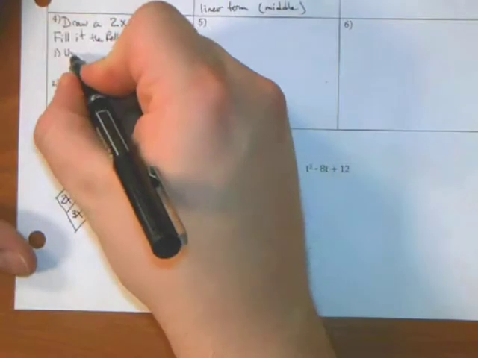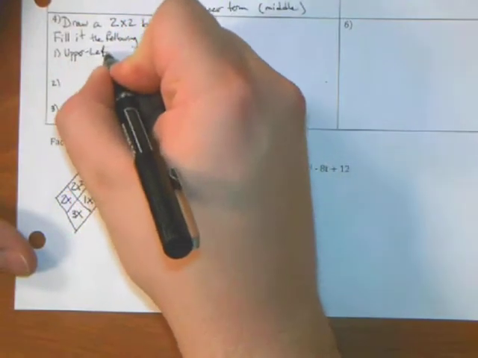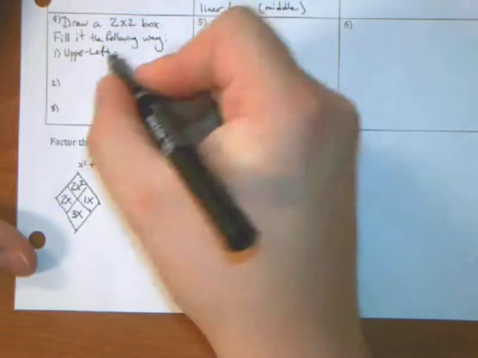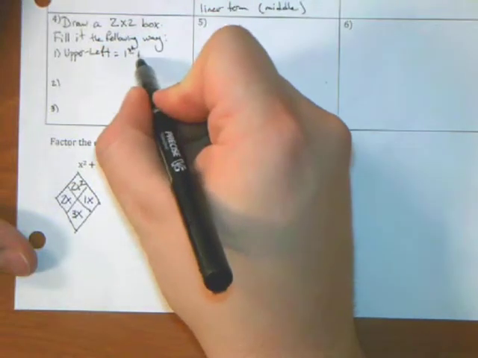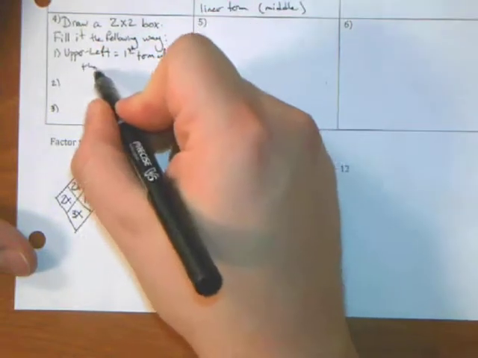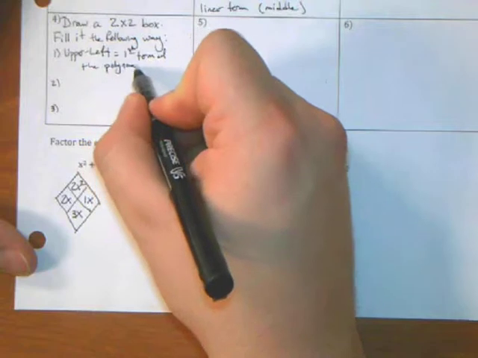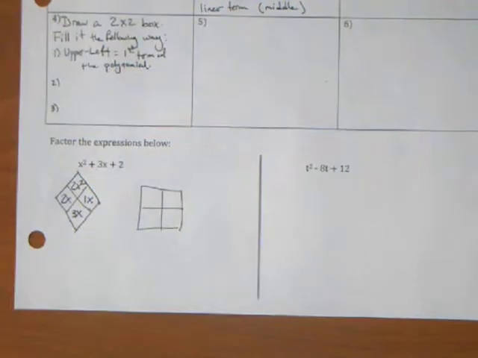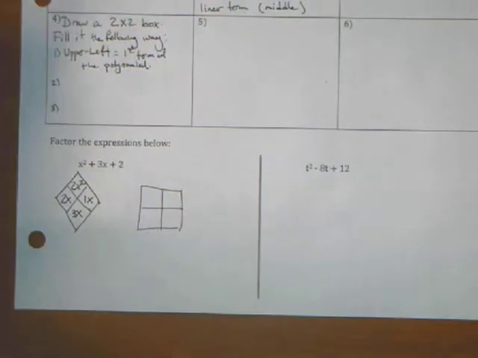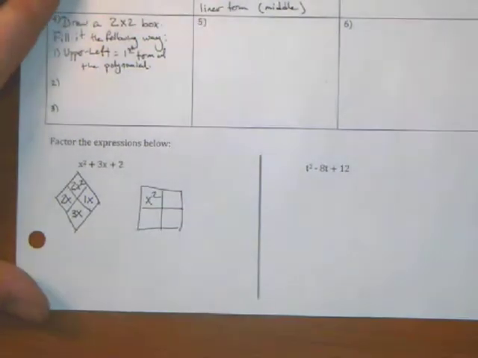First one, in the upper left, is the first term of the polynomial. In the upper left box, we're going to write the first term of the thing we're trying to factor, or try to break down into 2 groups multiplied together. So what goes in the upper left box in my example here? X squared. Okay. First term, first box.